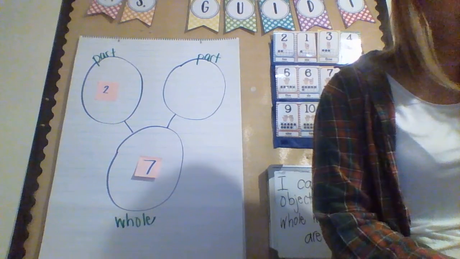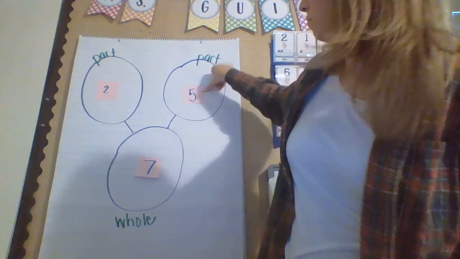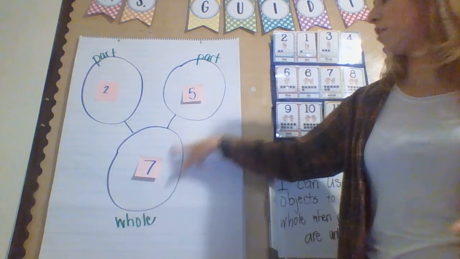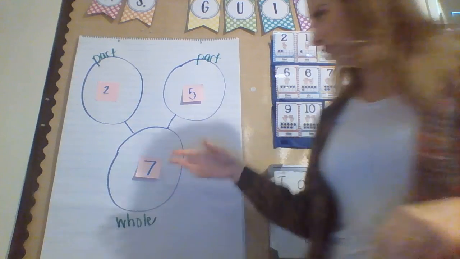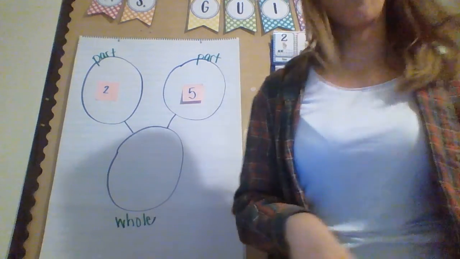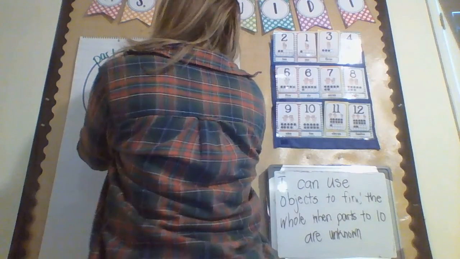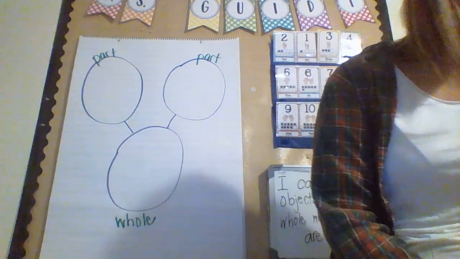So that must mean 2 plus 5 more is 7. Awesome. All right. Let's do one more, and then we'll use our counters and our part whole.